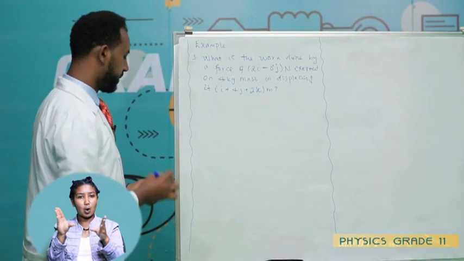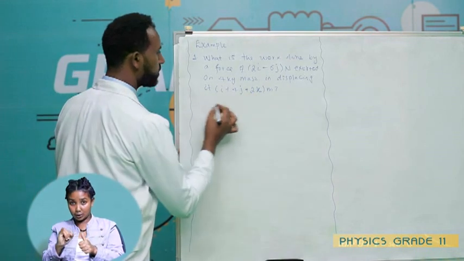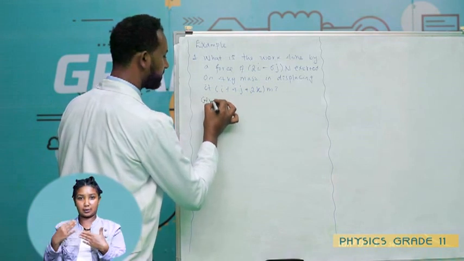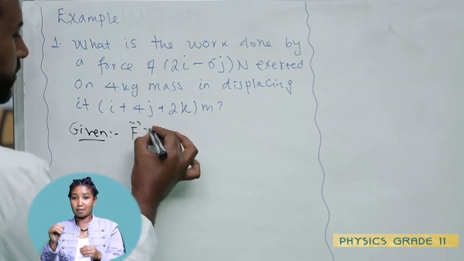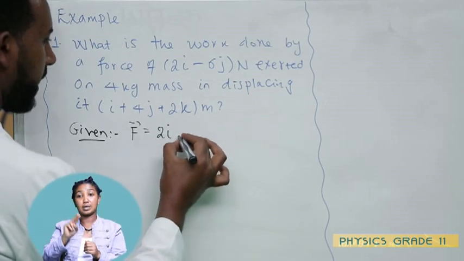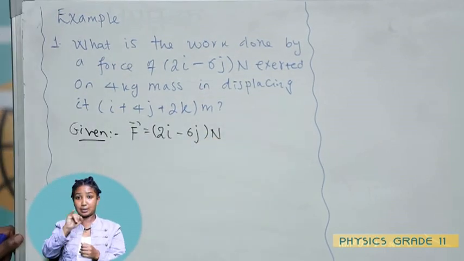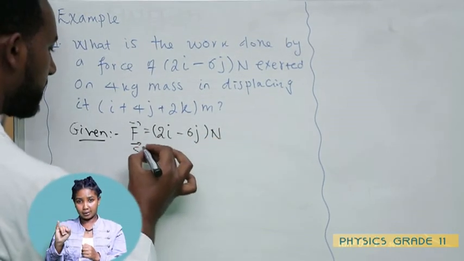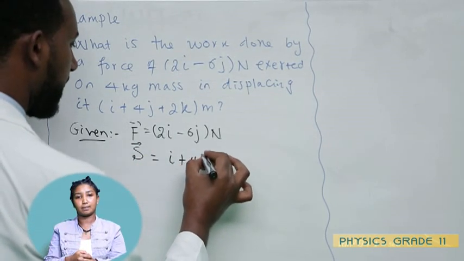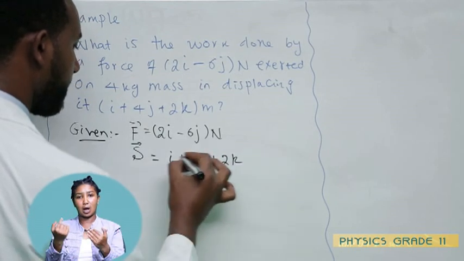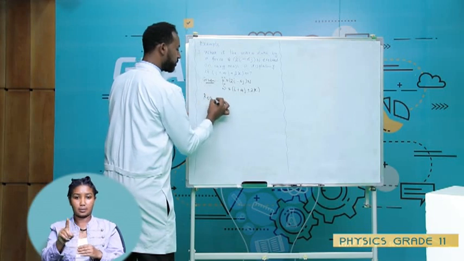Well, the solution would be, first, to collect the given parameters or variables. The given variables are what? First, force is given in vectorial form: 2i minus 6j Newton. The displacement is given as i plus 4j plus 2k. Now we are asked to find the work done.